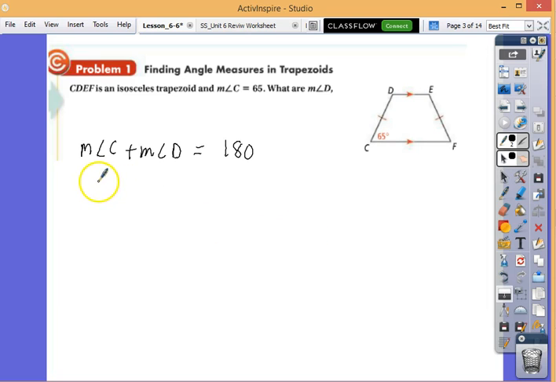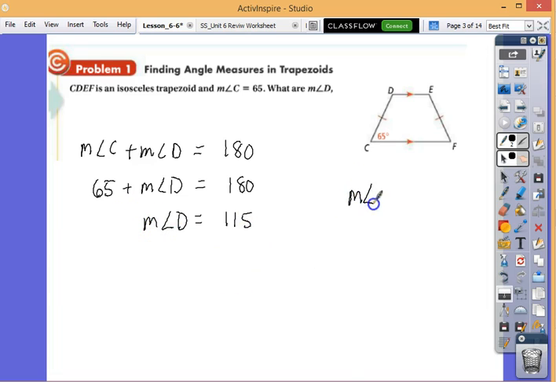So I can find the value of D by substituting in 65 for angle C, and then solving the equation by subtracting 65 from both sides. And the measure of angle D is going to be equal to 180 minus 65, and that's 115. Everybody okay with that? Yes, sir.